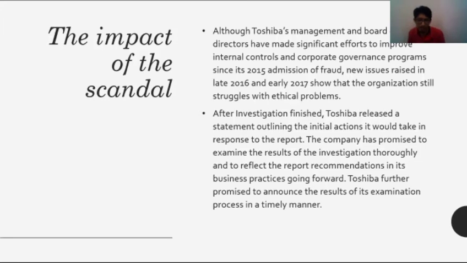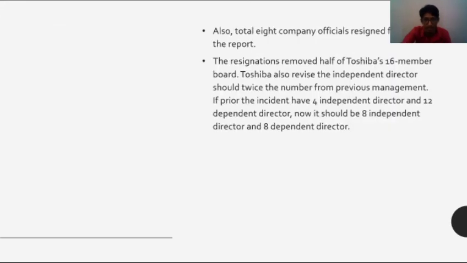So Toshiba did not cease to exist, but they still continue to operate, with some procedures that should be followed after the issue arose. So they have been under a probation process after 2015, after 2016, and until more than 2018.